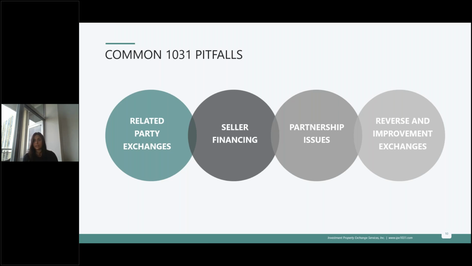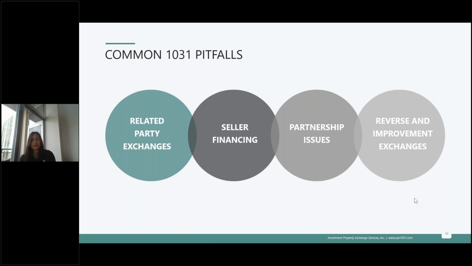An improvement exchange is a situation where the client is either building the new property from the ground up or making substantial improvements to that property within the exchange period. Once in a while, those transactions aren't as popular, but they still absolutely happen. We have a whole division dedicated to reverse and improvement exchanges. So something to watch out for on your end: you may sometimes see that an LLC that is wholly owned by IPX or wholly owned by a 1031 company is actually the buyer of the replacement property. If you see that, that should be a signal that there's either a reverse or improvement exchange happening.